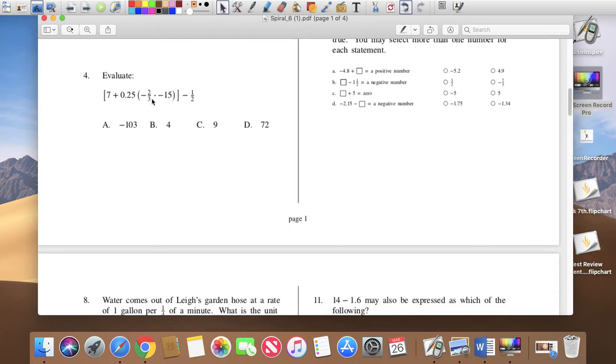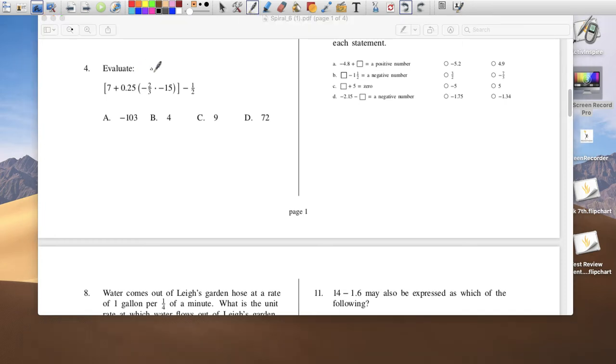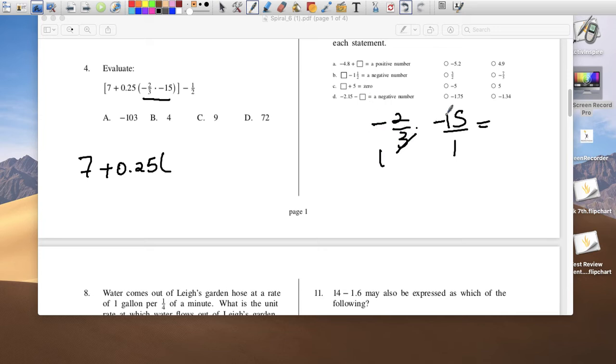Oh, I have to do number 4. For number 4, I can just do it. So we have to do this part right here. And what I am going to do, I'm going to do 7 plus 0.25. Let's do this, I'm going to pull this to the side. It's negative 2/3 times negative 15. If I simplify, I can cut. Let me put this over 1. 3 divided by 3 is 1. 15 divided by 3 is 5. So it's a negative times a negative. And negative 2 times negative 5.